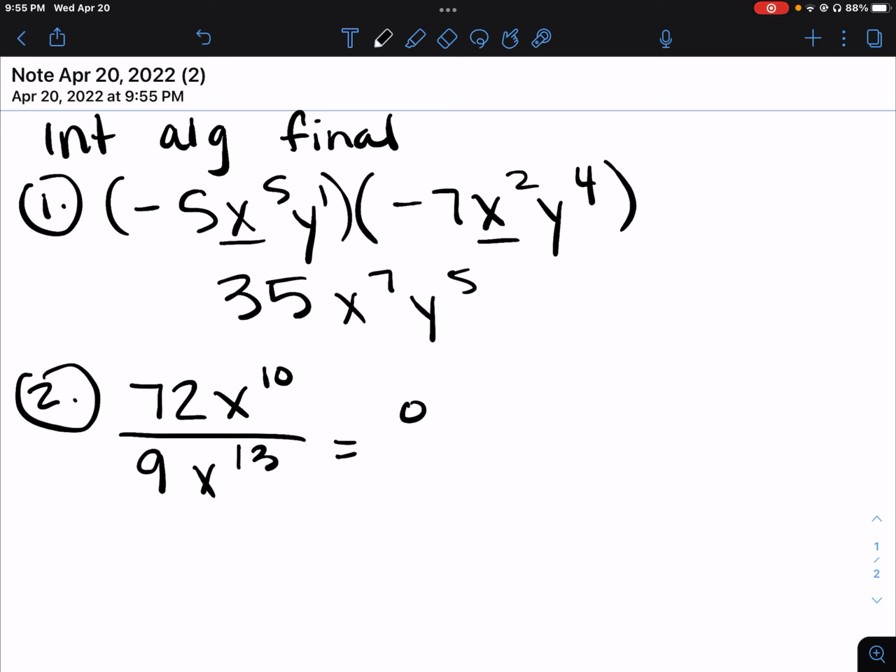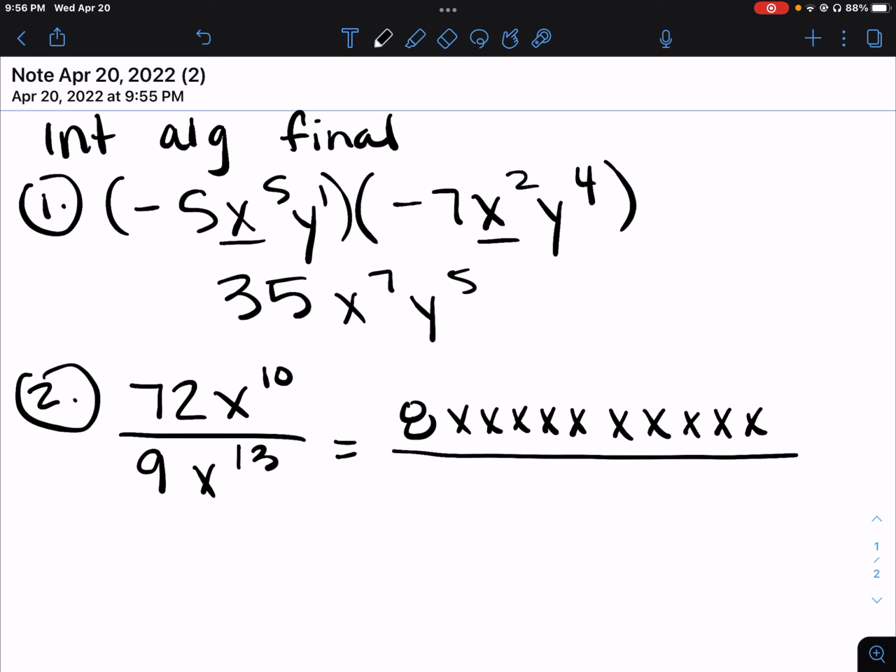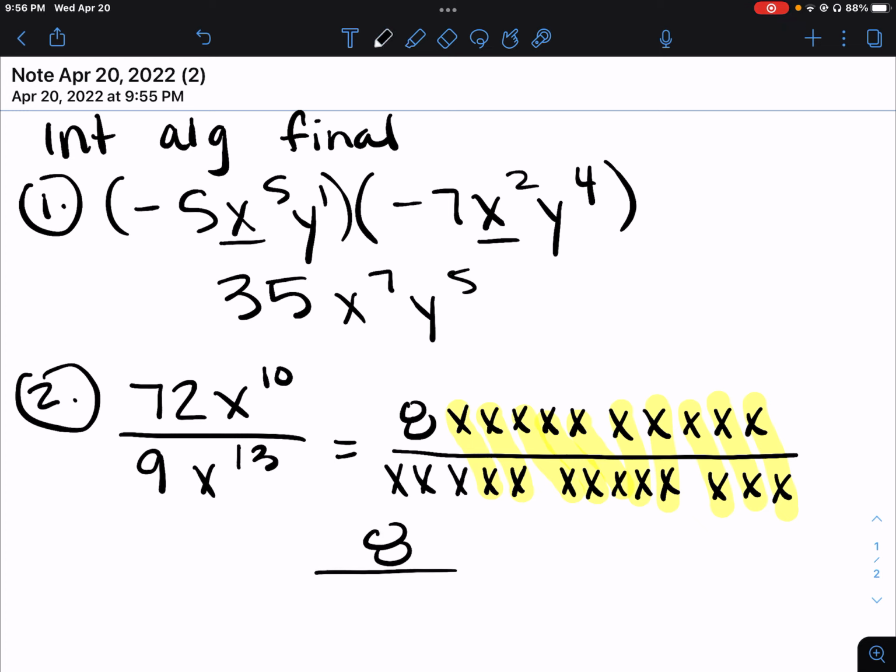72 divided by 9 is 8. And if we had 10 on top, and 13 on bottom, we can cancel, okay? 2, 3, 4, 5, 6, 7, 8, 9, 10. Okay, so all the ones on top divided out, and there's 3 left on the bottom.